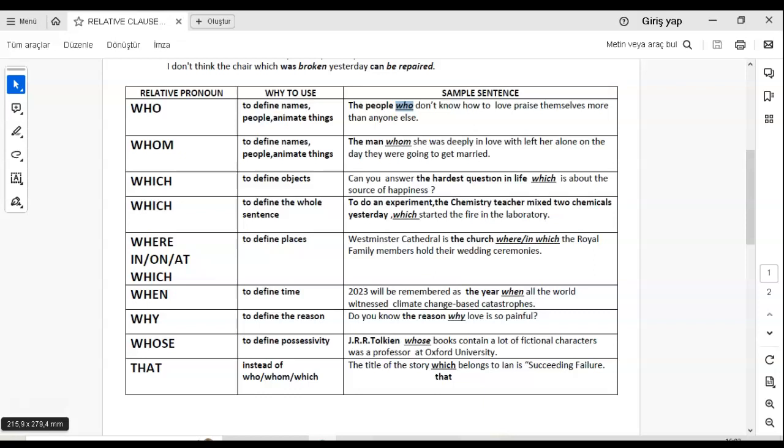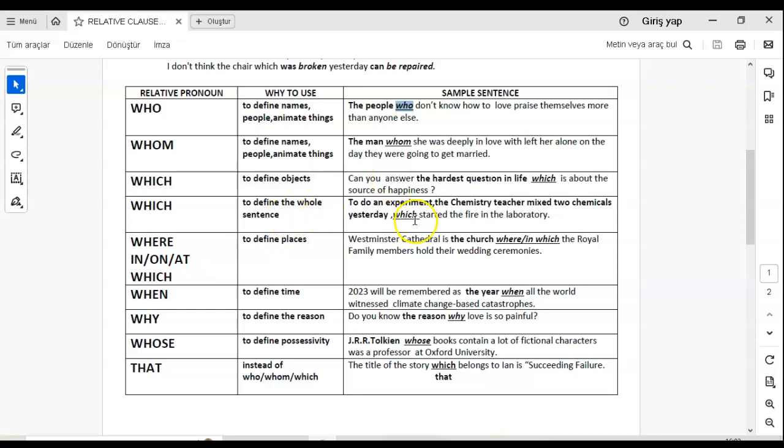And let's move on with which. We use which to define the objects, for example. When you think about the hardest question in life, it's an object. And so for the objects, we use which. And we have one more which. It is used to define the whole sentence. So it defines the whole sentence it comes after.